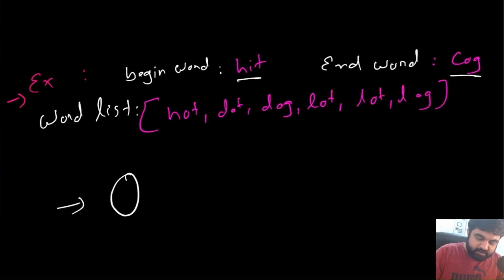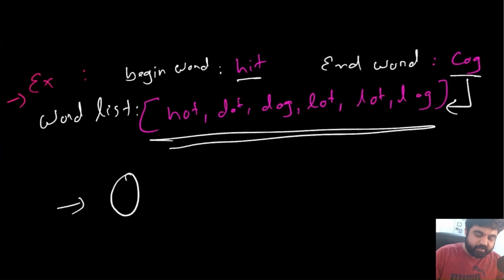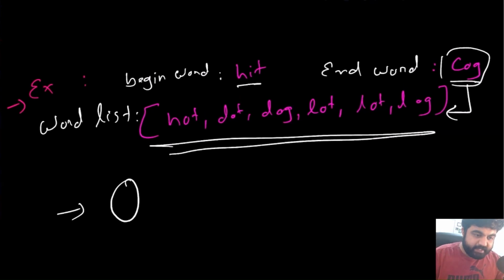Well, because this cog is actually not present inside this word list that we are given. So since the end word is not present, we cannot reach the end word. So basically we need to return 0. I hope this explanation makes sense and you are able to understand the problem statement. Now let's see what approach we will take.